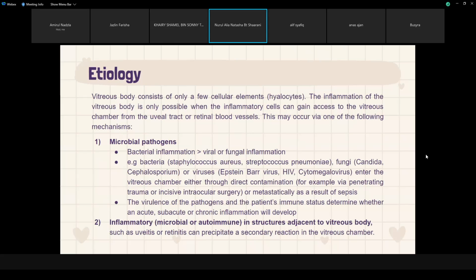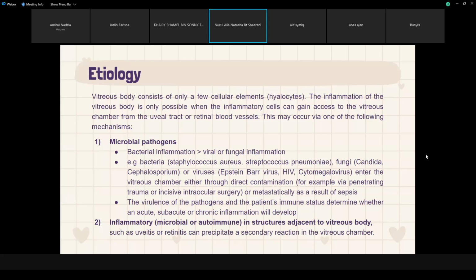So for the etiology, the vitreous body consists of only a few cellular elements, which are hyalocytes. The inflammation of the vitreous body is only possible when the inflammatory cells can gain access to the vitreous chamber from the uveal tract or retinal blood vessel. This may occur via one of the following mechanisms: first, microbial pathogens, and second, inflammatory, microbial or autoimmune, in structures adjacent to the vitreous body.